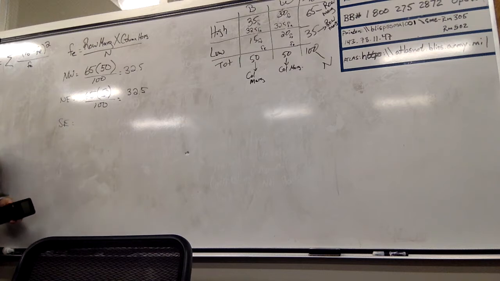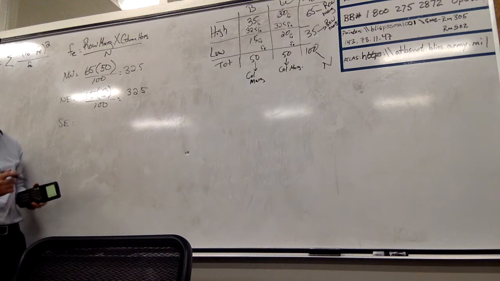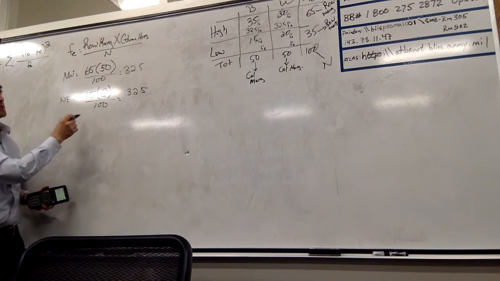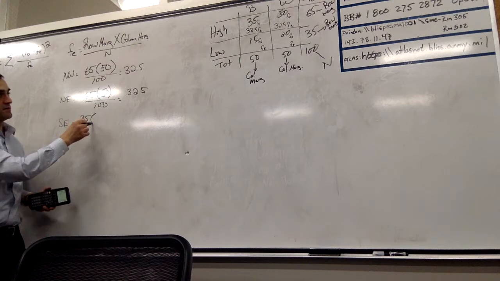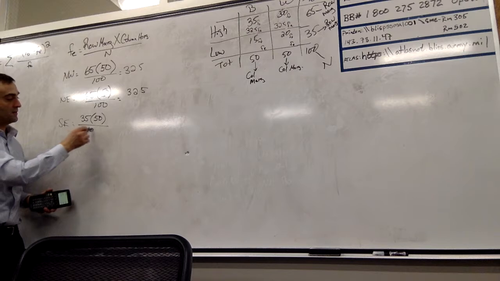Go clockwise to southeast. We're looking at white low participators. We should expect to see its row marginal of 35 times its column marginal for that cell, which is 50, over 100.